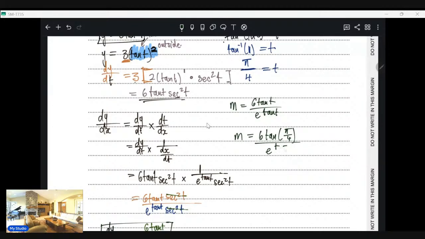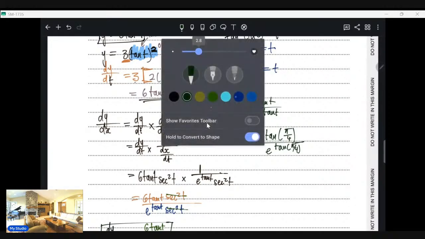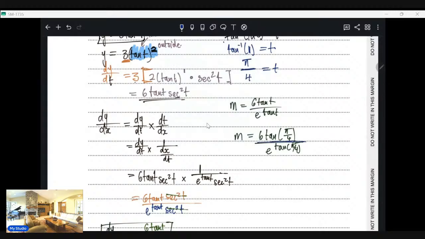Here it is e to the tan of pi over 4. What do you get? 6 tan pi over 4 divided by e to the tan pi over 4. What do you get as the answer?